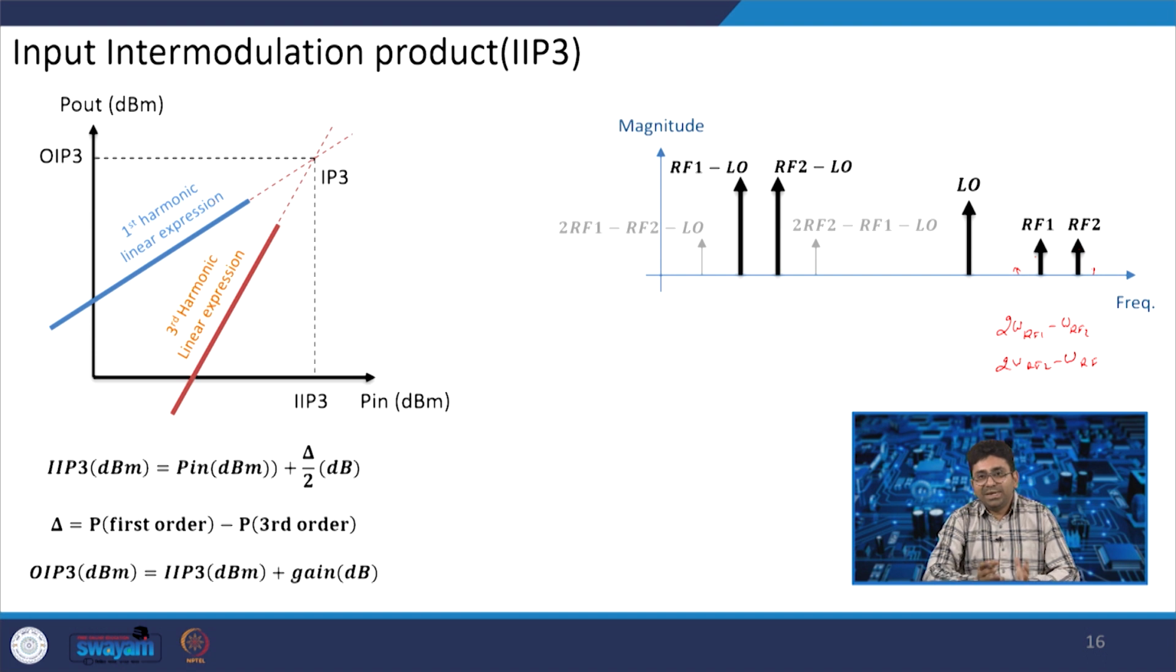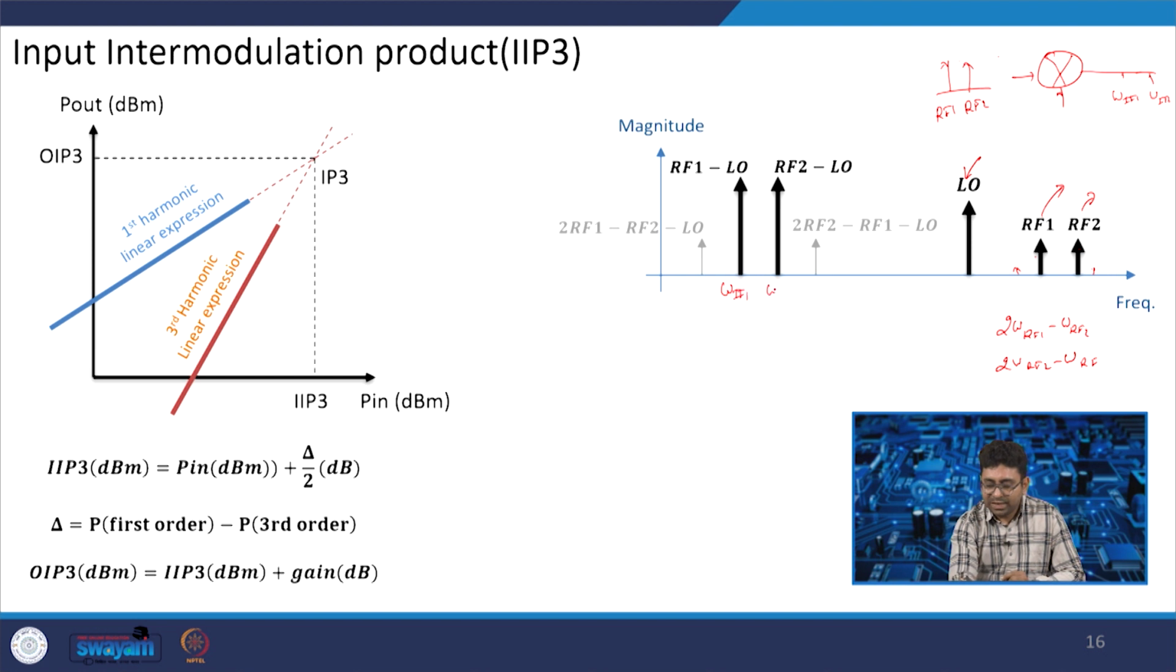Now, when we consider the mixer, we also need to consider the down conversion of the intermodulation products. Here you have given two tones, RF1 and RF2, and there is an LO input, because this is your mixer. So what will happen is that at the output you will have two tones, omega IF1 and omega IF2.